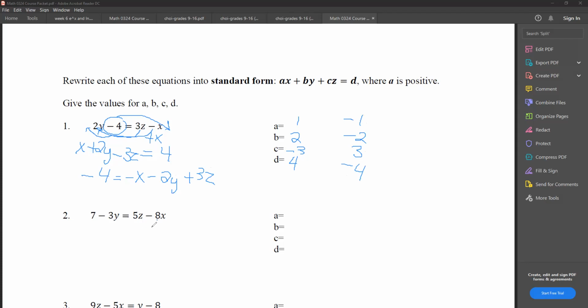So I'm going to move the 8X over. So 8X minus 3Y, and I'm going to move the 5Z over, so that becomes negative. Then I have the 7 that has to move over, so it becomes -7. Anything that changes sides changes signs. So this is 8, -3, -5, -7.